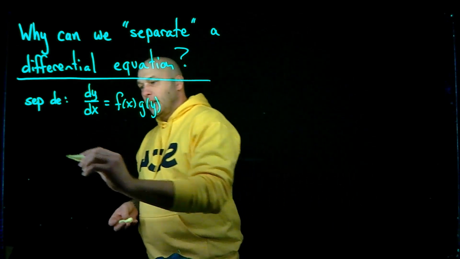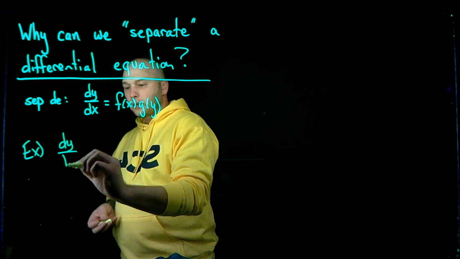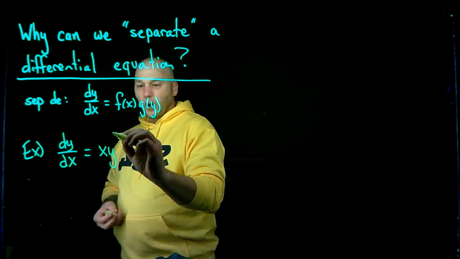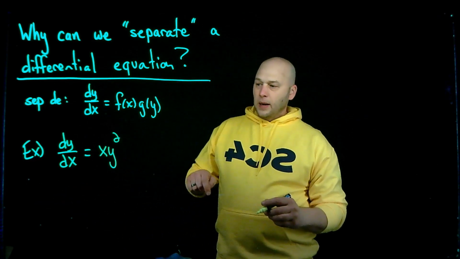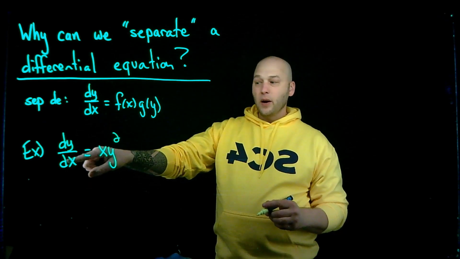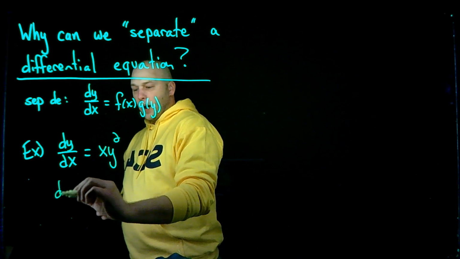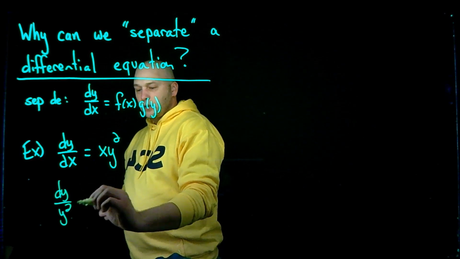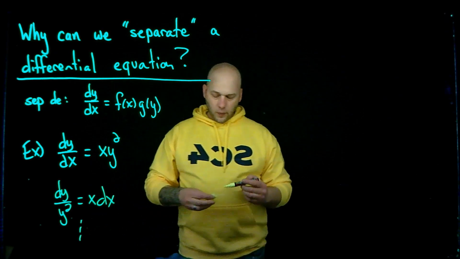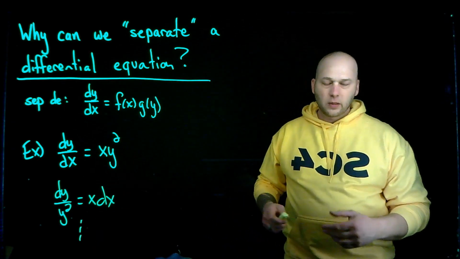For example, let's say I have dy dx equals x y squared. Now, in order to separate this, what I do is I divide both sides by y squared and I multiply by dx, so I get the following. dy over y squared is equal to x dx. And then from there we solve the equation by integrating both sides and solving for y if possible, and so on and so forth.